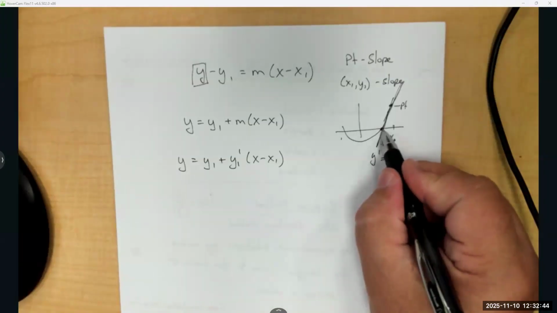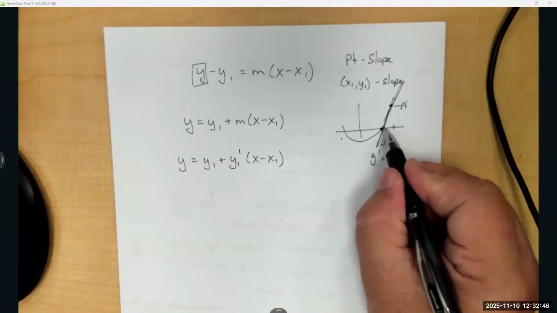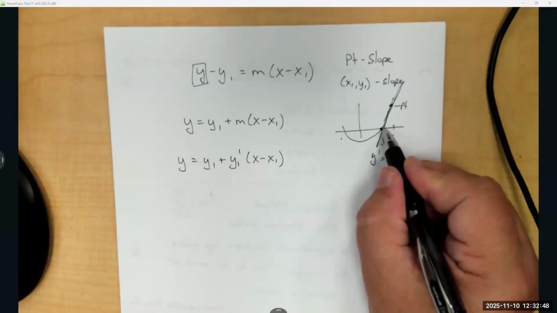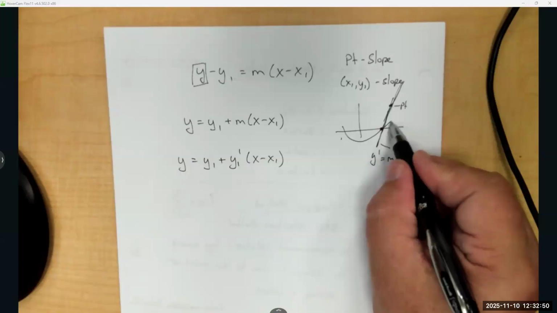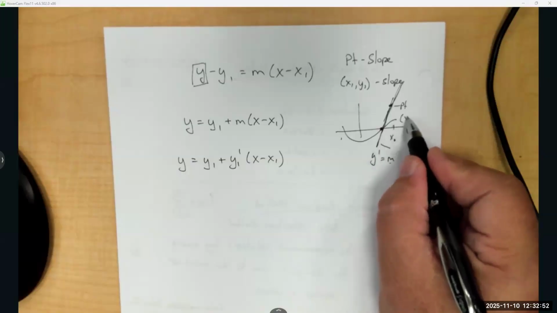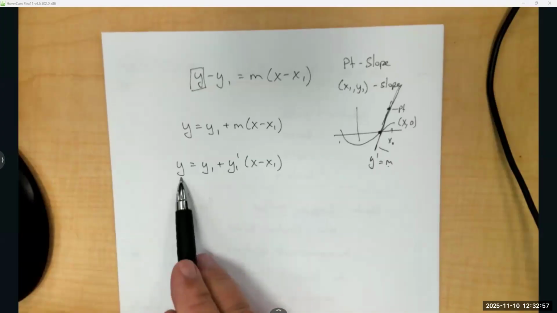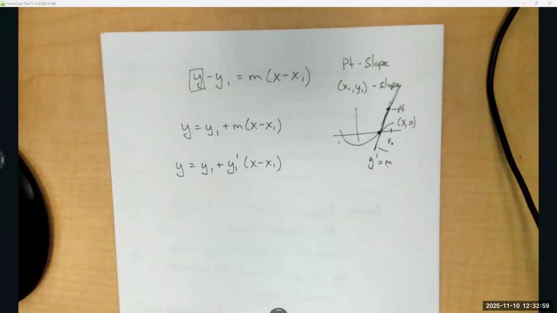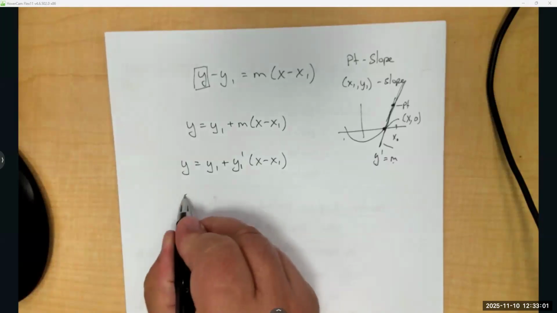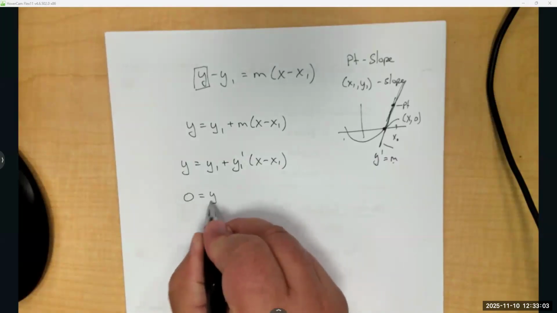So our entire approximation is that we're trying to find the x-intercept. The x-intercept has the location x comma 0. So set y equal to 0. Let's solve for x. Set y equal to 0.